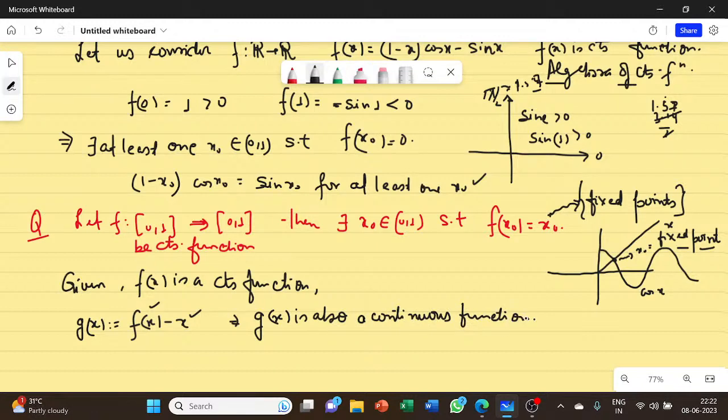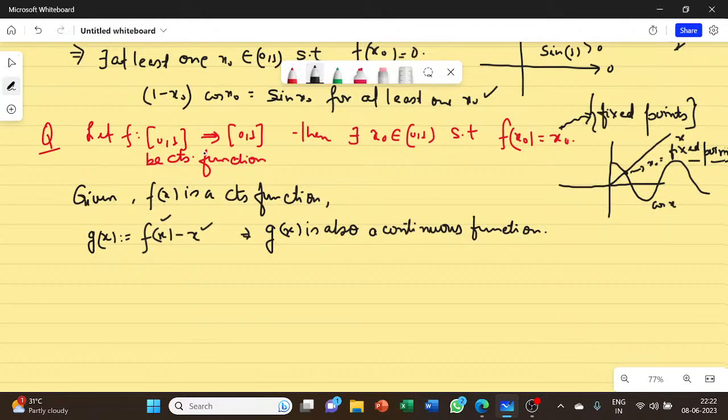Now if I want to find g of 0, one thing is clear, that for all x belongs to [0, 1], my f of x will always lie between 0 and 1 only, because my codomain is the closed interval [0, 1]. Your range, after all, is a subset of the codomain only, no? So f of x can only lie between 0 and 1. Is that clear?